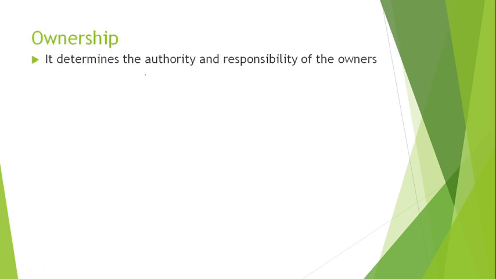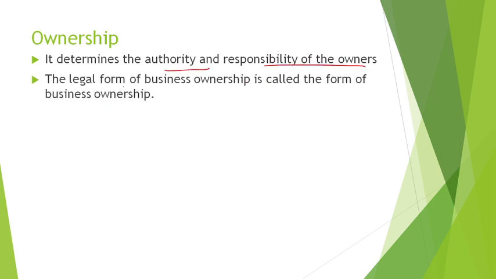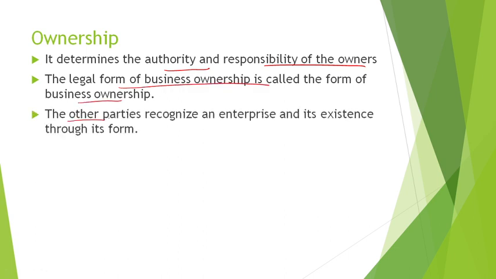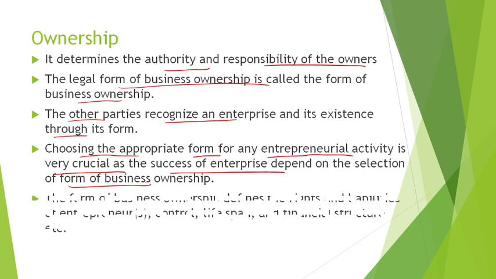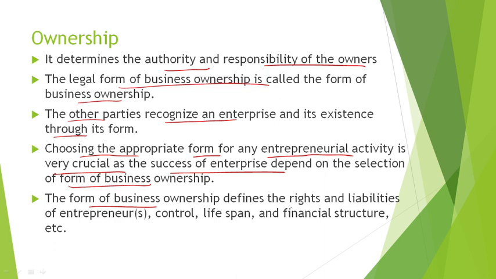Okay. Ownership determines the authority and responsibility of the owners. The legal form of business ownership is called the form of business ownership. The other parties recognize an enterprise and its existence through its form. Choosing the appropriate form for any entrepreneurial activity is very crucial, as the success of the enterprise depends on the selection of form of business ownership. The form of business ownership defines the rights and liabilities of entrepreneurs, control, lifespan, and financial structure, etc.